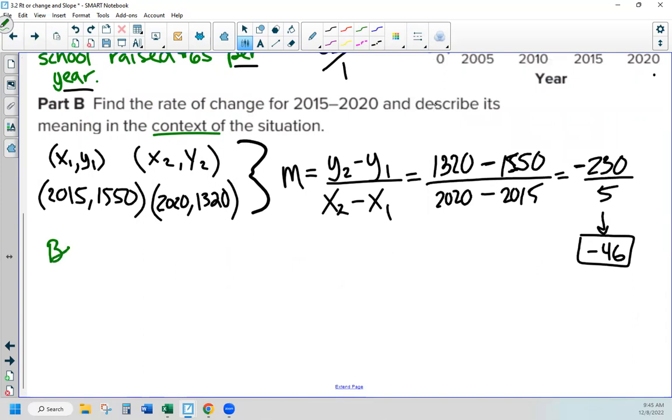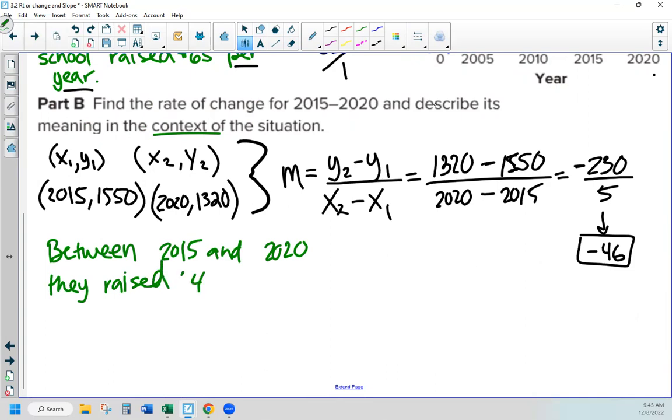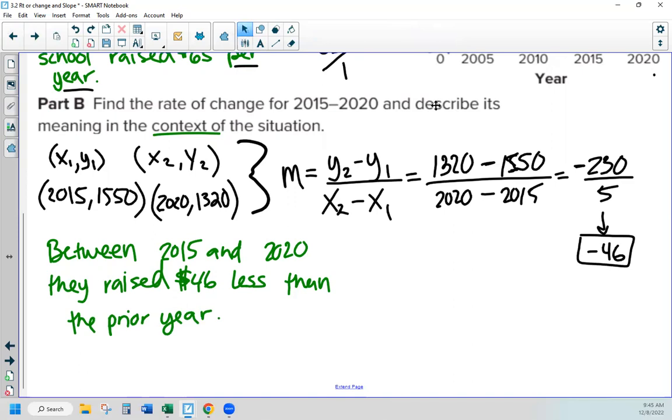So between 2015 and 2020, they raised $46 less. So make sure you make this sound: $46 less each year, right? Less than the prior year. And I know if we start to break down the grammatical sentence here, it's going to make a little bit less sense than when we talk about it.